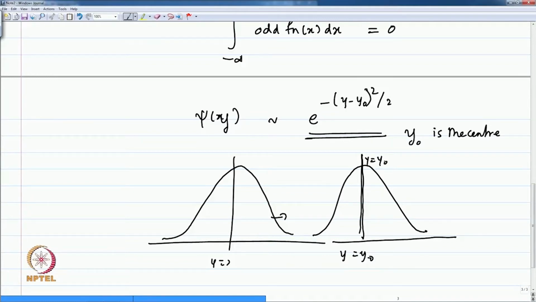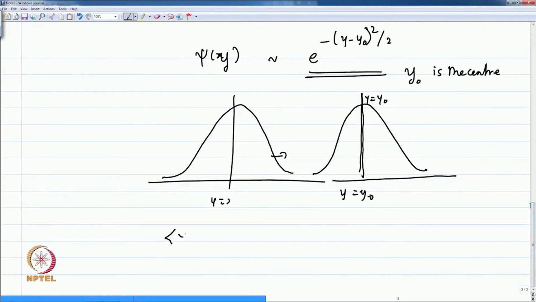Therefore, if you calculate the average value of this function for the position, namely the average y, you can easily show that the integral of y times e to the minus (y minus y naught) whole square dy, between the limits minus infinity to plus infinity, with the normalization constant N square, will give you y naught, which is the value at which the function, on the average, has 0 potential energy, and it is a midpoint.